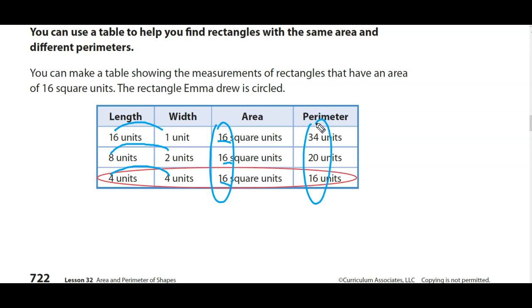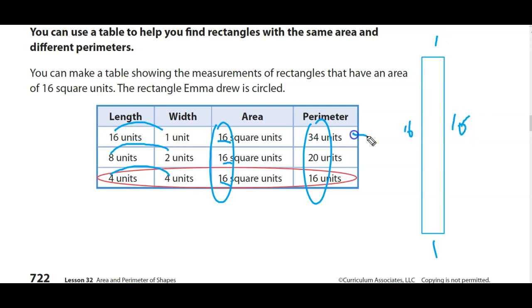So like this, if I have a rectangle that has 1 and 1, 16 and 16, when I add all those, I get 34. If I have 8 and 2, it would look something like this.